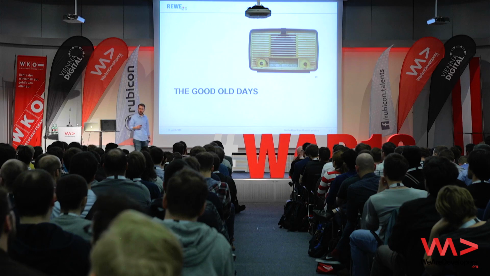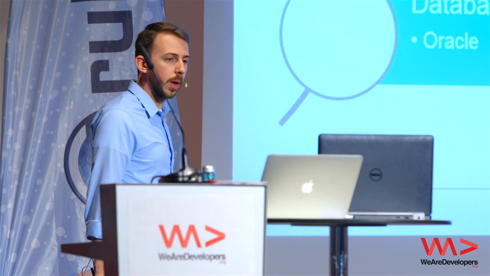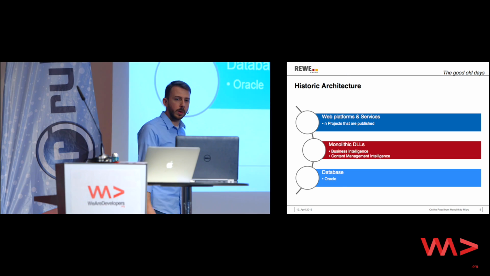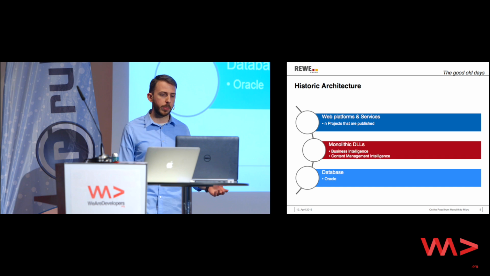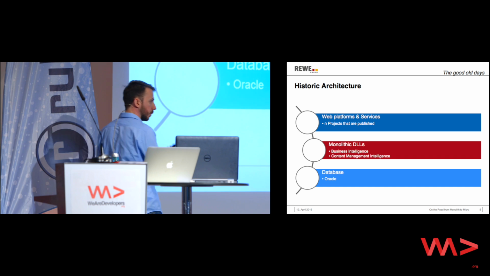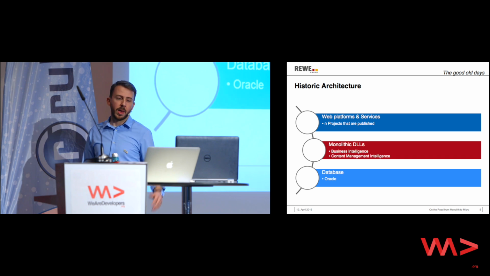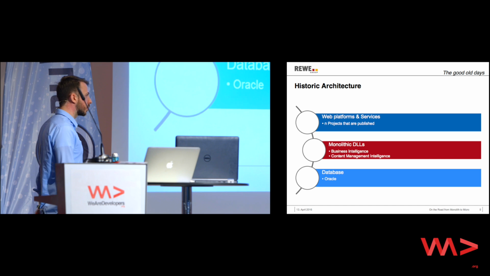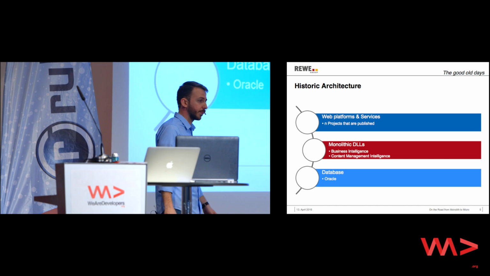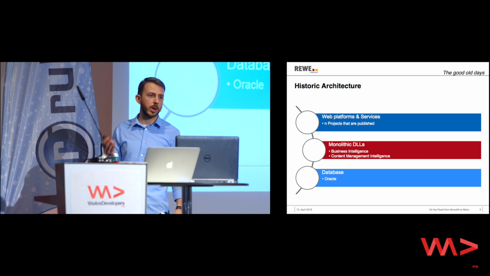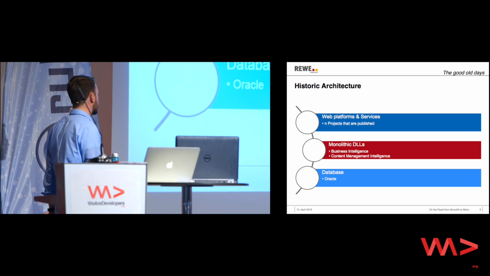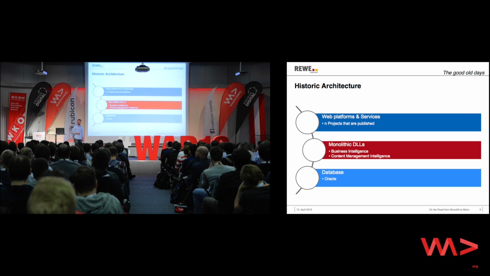To start, I need to tell you what our architecture was like 1.5 years ago. We had 3 simple layers. The top one was the web platforms and services we provide. As I've said, it's up to 95 web projects that we are currently developing. Underneath them, they use the monolithic DLL, where business logic and content management logic was provided for the different projects. And underneath them all, we had exclusively Oracle databases providing us with the persistence we needed.